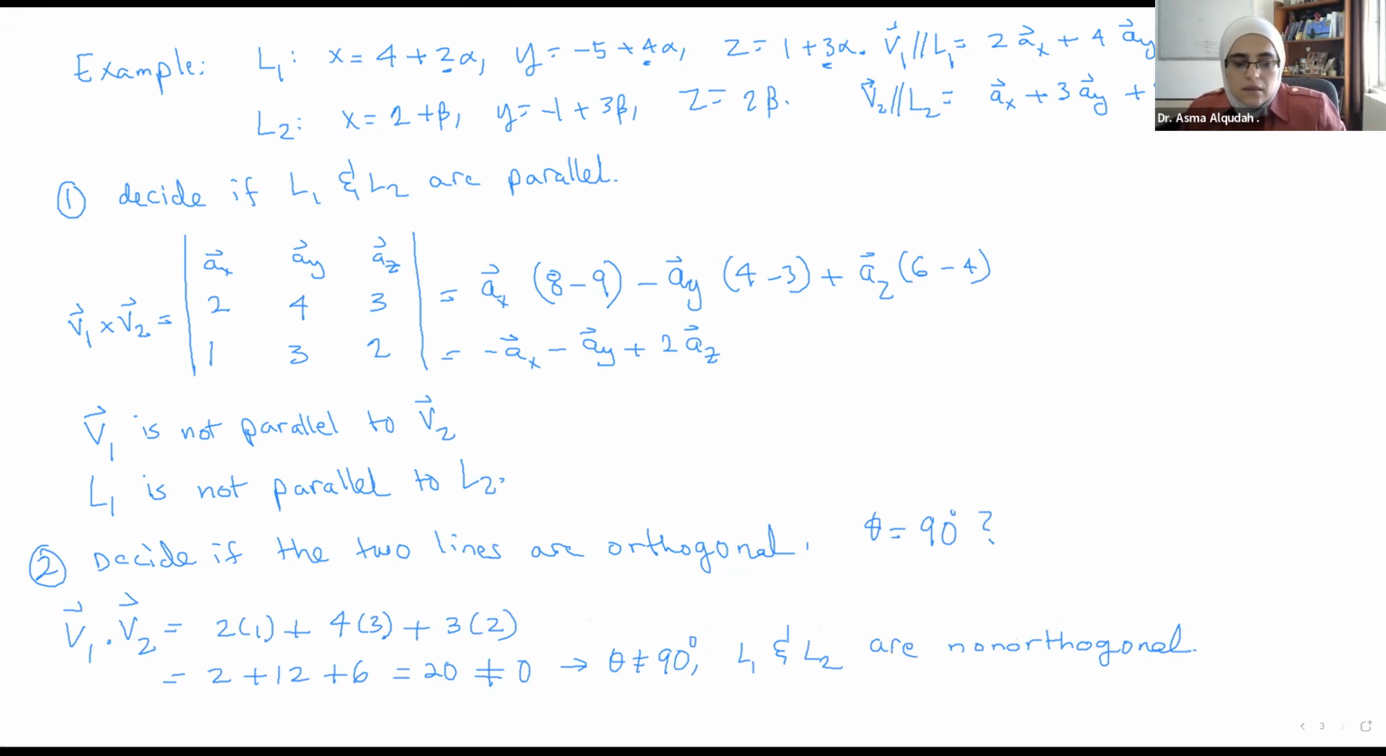Now, the third thing we want to find out is we want to decide if the two lines intersect or not.